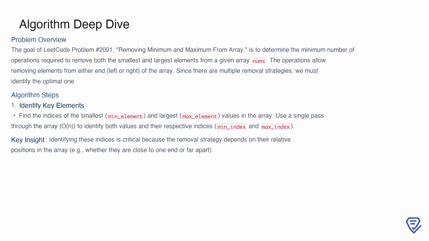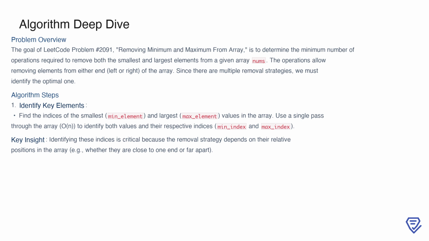In this problem, our goal is to determine the minimum number of operations required to remove both the smallest and largest elements from an array. The operations allow us to remove elements either from the left end or the right end of the array, and there are multiple strategies to achieve this.